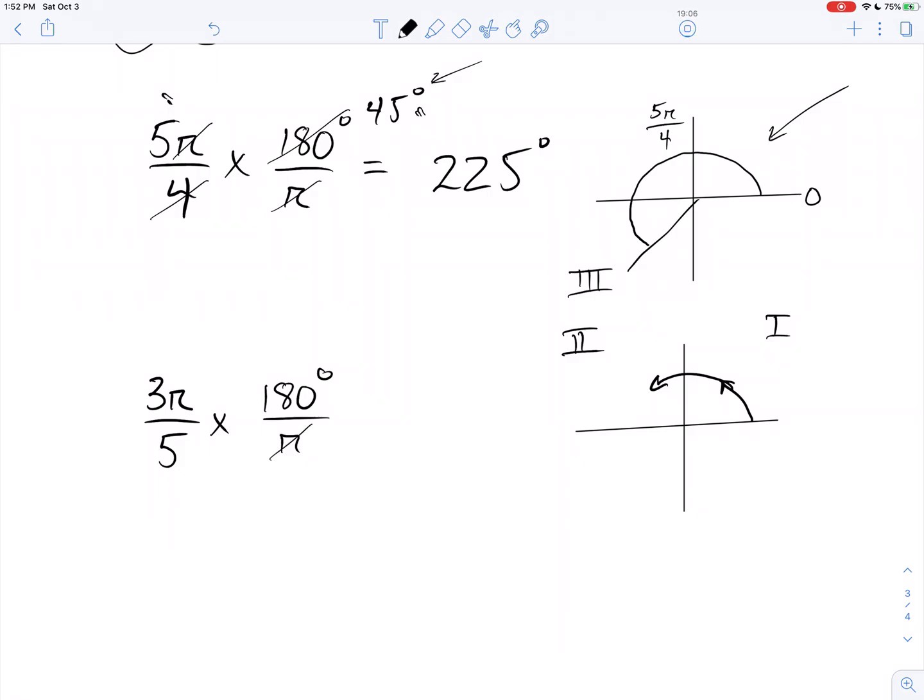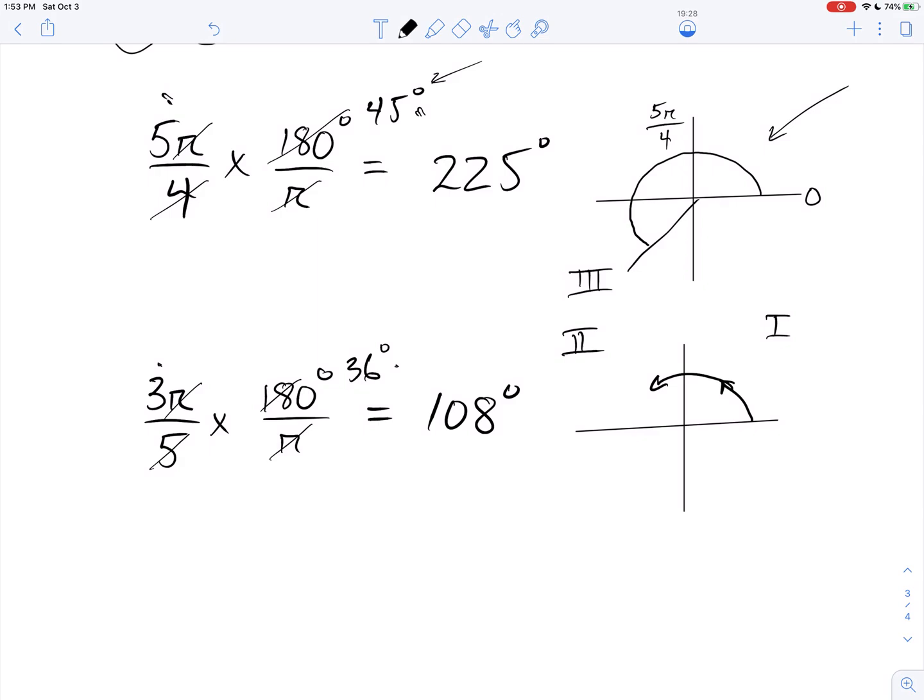I cancel the pi's, and then I go, you know what? 5 goes into 180 evenly. It does. It goes in 36 times. Not a number I'm used to playing with. But then what am I supposed to do? I'm supposed to go 3 times 36. So I go, oh, 3 times 36, and I get 108.